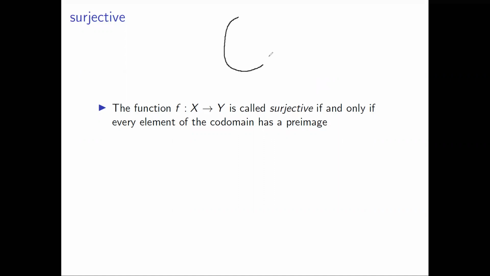So we got our x and y up here. And let's say I have all the elements in my codomain. We'll say it's pretty small. It only has 4 elements. Maybe I'll put a 5th one there too.